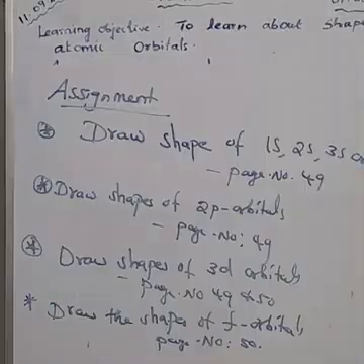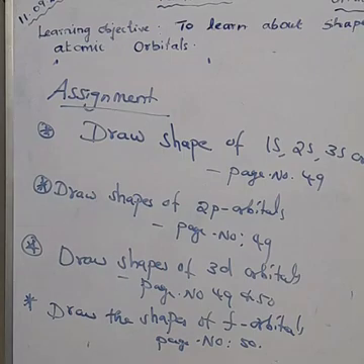Okay, for today's assignment, draw the shape of the 1s orbital, 2s orbital and 3s orbital. It is on page number 49. Next, draw the shape of the 2p orbitals, also on page number 49. Draw the shape of the 3d orbitals, on page numbers 49 and 50. Draw the shape of the f orbital, on page number 50. Only the shape is enough. Don't write the lines also.